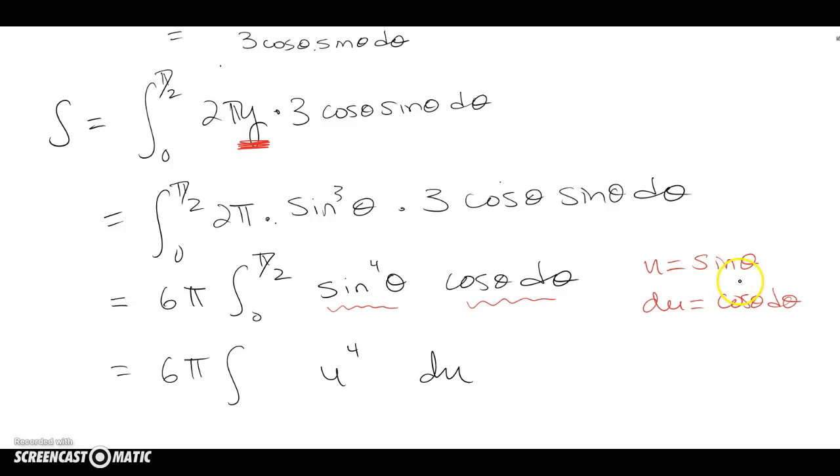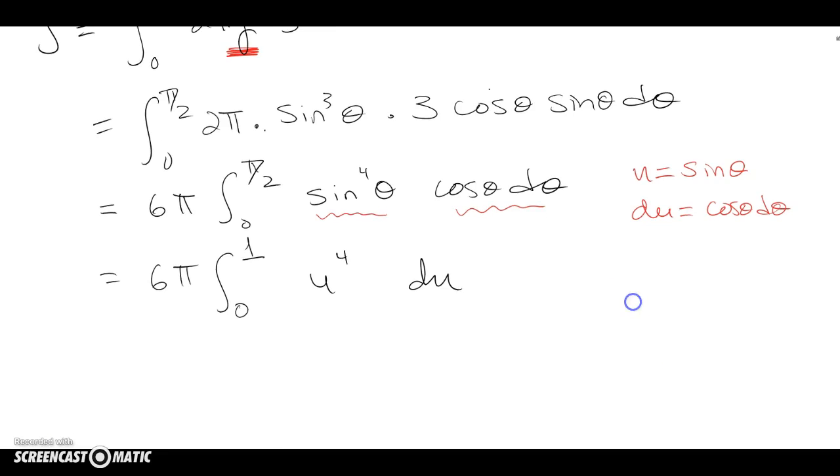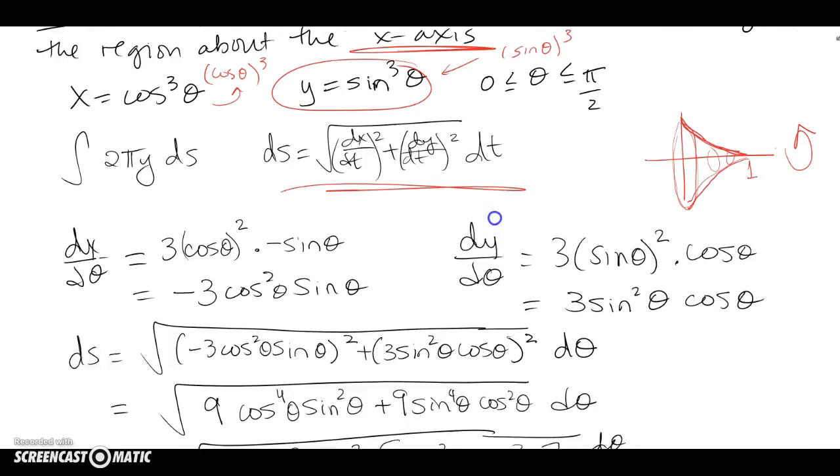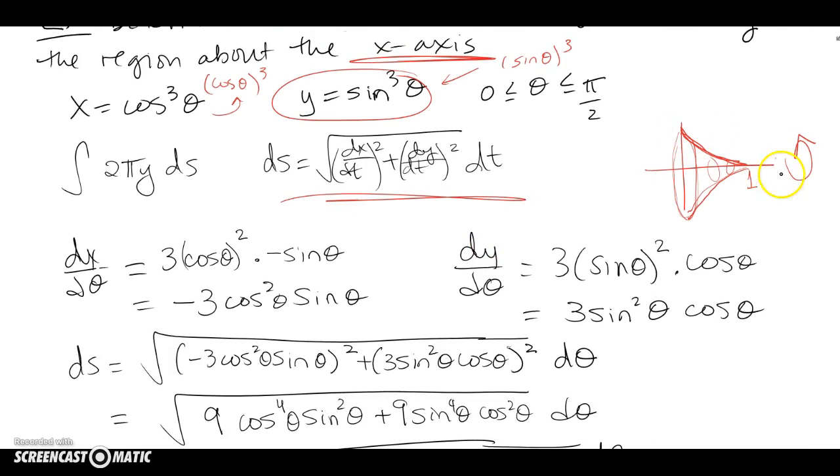So sine of 0 is 0, sine of pi over 2 is 1, and we end up with 6 pi, looks like u to the 5th over 5 from 0 to 1, which is just 6 pi times 1/5, so we get 6 pi over 5 as the surface area generated by rotating this region about the x-axis.